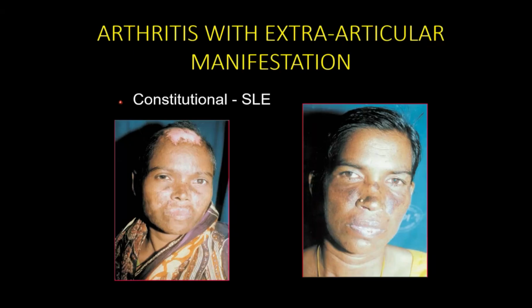That's very, very important. Butterfly rash is seen in about 30 to 40% of patients with systemic lupus, and this rash becomes worse on exposure to sunlight. Photosensitivity is very common. That's characteristic of systemic lupus.